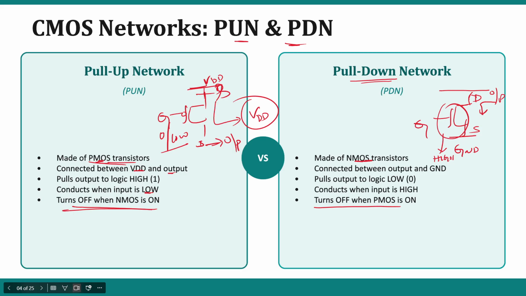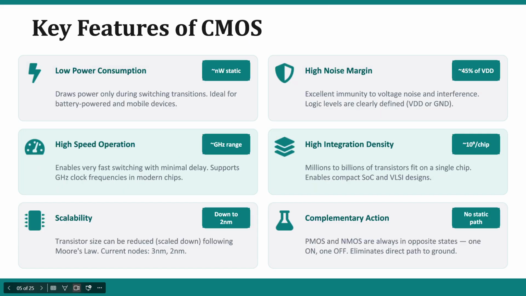If NMOS is going to be off, PMOS is going to be on. So vice versa. NMOS on means PMOS is going to be off. Otherwise, if NMOS is going to be off, our PMOS is going to be on. Like that, vice versa is going to be the same. So coming to the key features of the CMOS technology.